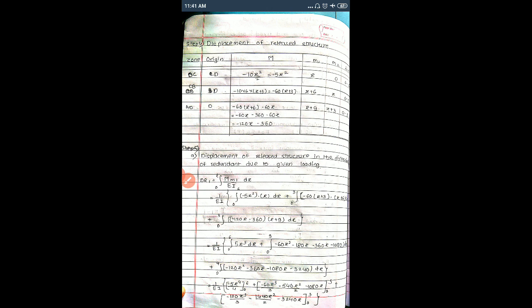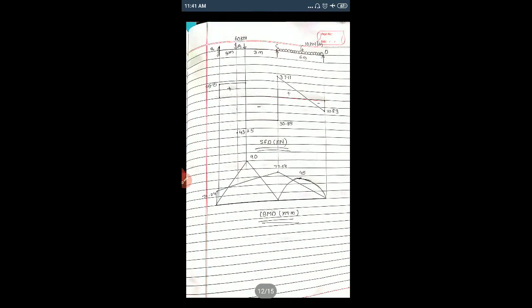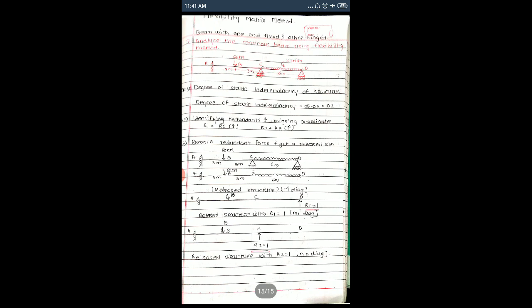Now we will consider the zone DC. Now what we are going to do, we are going to consider this zone DC. D is the origin and the limit is 0 to 6.